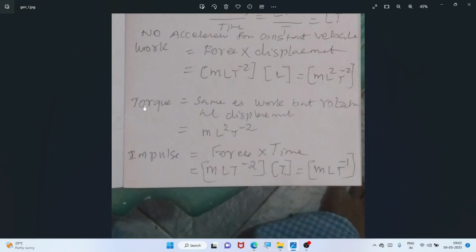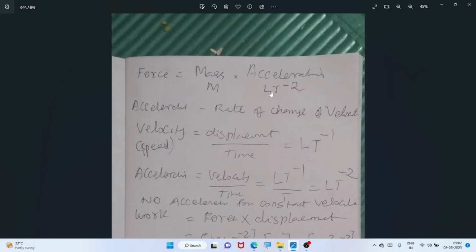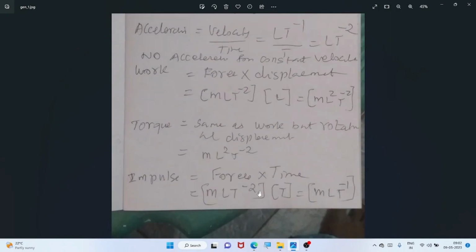Torque is nothing but rotational work, so say this has the same unit. This is linear and this is rotational displacement. Impulse is force into time. So we have MLT^-2 for force and T for time. So MLT^-1 is the impulse. Force we already found here, so this is the one for the impulse.